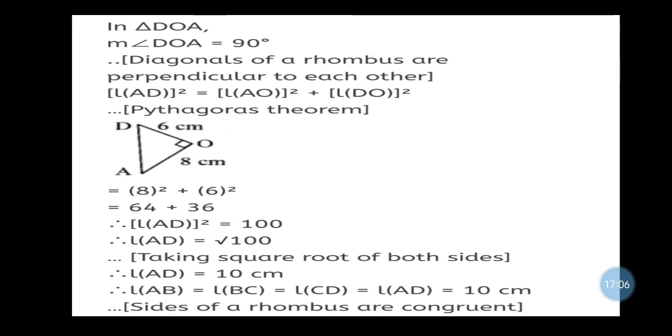Length AD is equal to root 100. We are taking the square root from both the sides. The square root of 100 is 10. Therefore, length AD is equal to 10 centimeter. Now we got the measure of one side, that is AD, we got 10 centimeter. So obviously the other sides will also be 10 centimeter. So length AB is equal to length BC is equal to length CD is equal to length AD, that is equal to 10 centimeter because sides of rhombus are congruent.